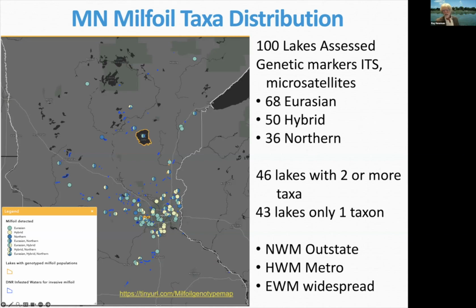And we've identified 68 lakes that have Eurasian water milfoil, 50 lakes that have hybrid water milfoil, and 36 with northern water milfoil. Now, interestingly, 43 of these lakes only have one taxon, but 46, about half of them, have two or more taxa. So they may have Eurasian and hybrid, or Eurasian and northern, northern and hybrid, and so on with that. The other thing that became clear from our work is, in general, northern water milfoil is more common in the outstate areas.